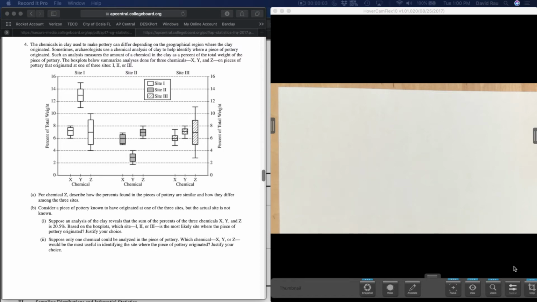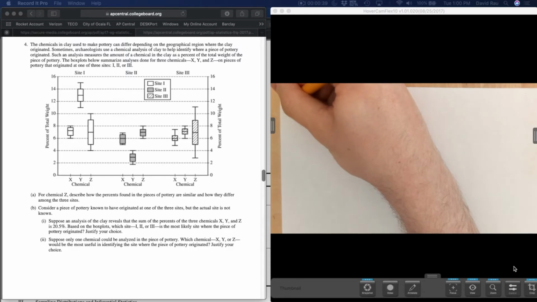All right, question 4, the last one for this AP exam. This chart takes a while to figure out what's going on, but the idea is we have 9 box plots for 3 different types of chemicals found at 3 different types of sites. Also notice these are percentages. This question actually doesn't seem too bad to me once I was able to look at it and read it for a second, but let's go ahead and go.